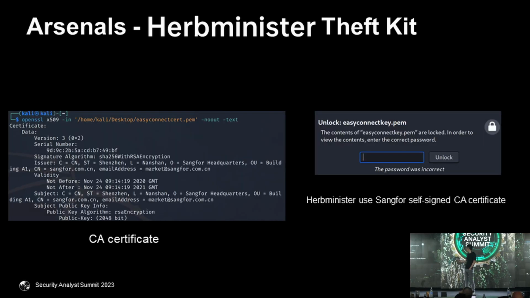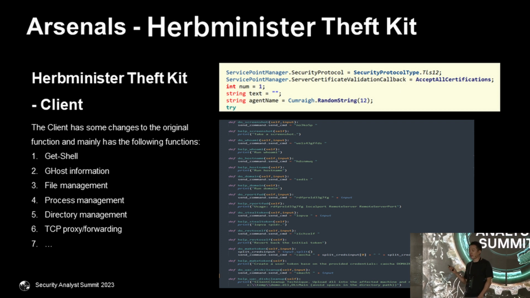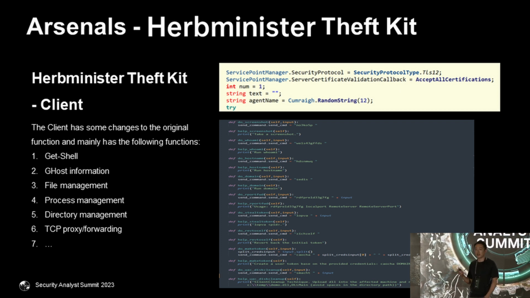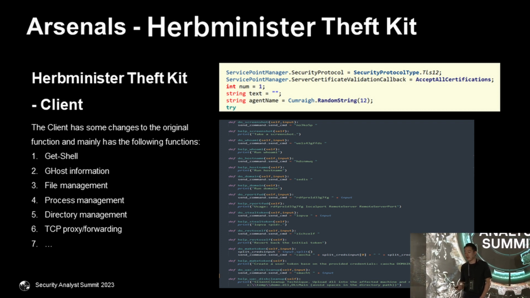Okay, from this picture, we can see that the Herminister tool tried to use a fake VPN server SSL certificate. Okay, so last is the function of the Herminister tool. Actually, it's a very classic IT tool. So it has get shell, file management, process management, and TCP forwarding functions.